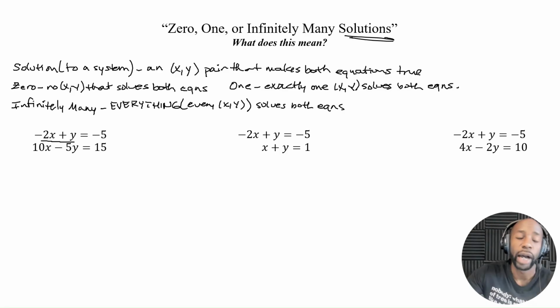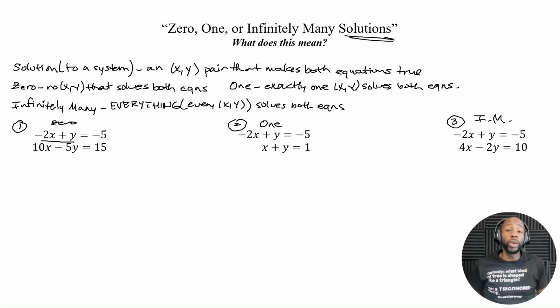Okay. Now, I have three systems of equations here. Here's one, here's another one, here's another one. Okay. And I'm going to go ahead and tell you this first system has zero solutions. The second system has one solution. This third system has infinitely many solutions. Now, here's where I'm going to really break down what's what.